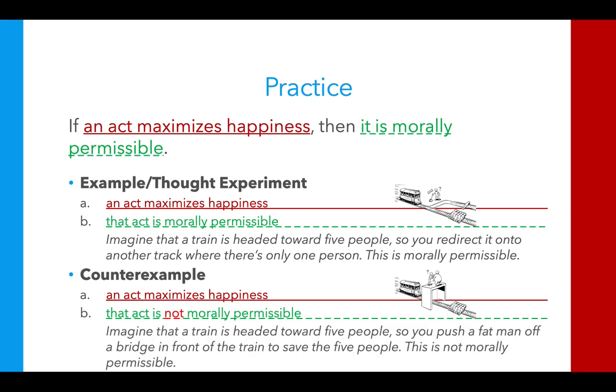So when we imagine a train's headed towards 5 people, and you push a fat man off a bridge in front of the train to save those 5, it seems like you've done something immoral, something that's not morally permissible to do. And if that's right, then there are going to be some times where an act maximizes happiness, but it's not okay to do it.